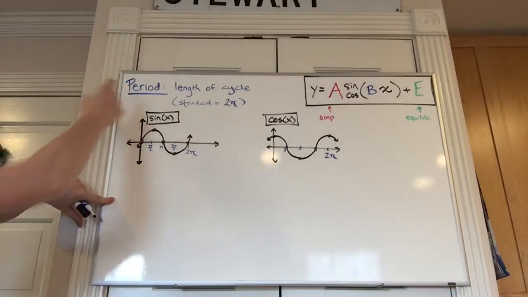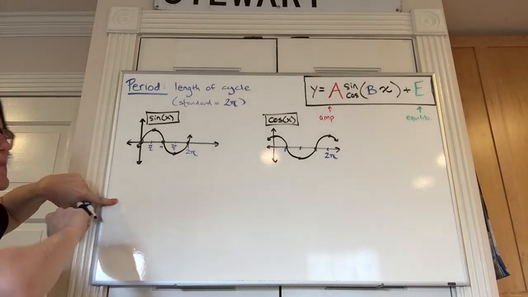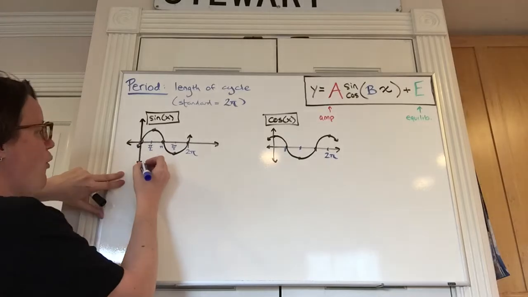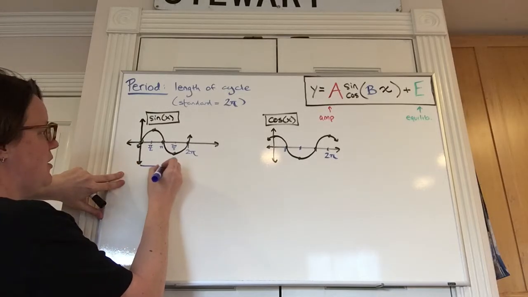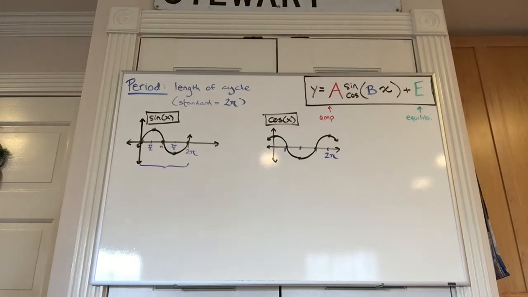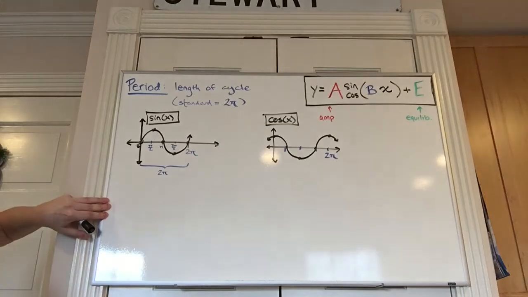The other property of sinusoids that we're going to talk about today is called the period. The period is the length of the cycle. These are periodic functions, meaning they repeat themselves over and over again. And so the period is how far you have to go to see a full cycle of the graph, or how long it takes the graph to repeat itself. And the standard for that is 2 pi radians, or 360 degrees.